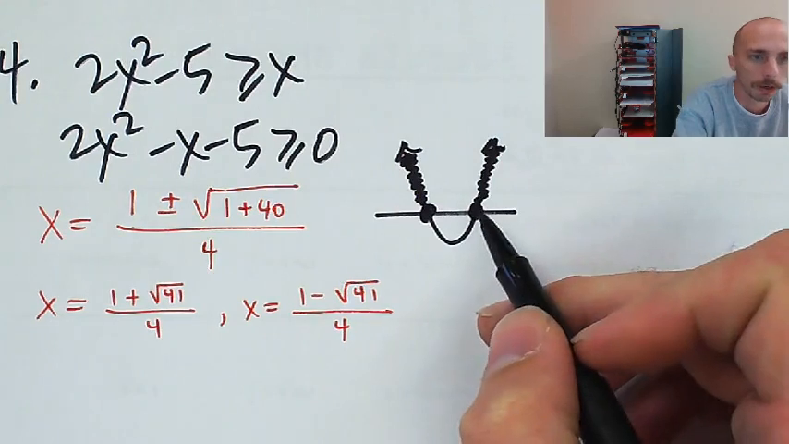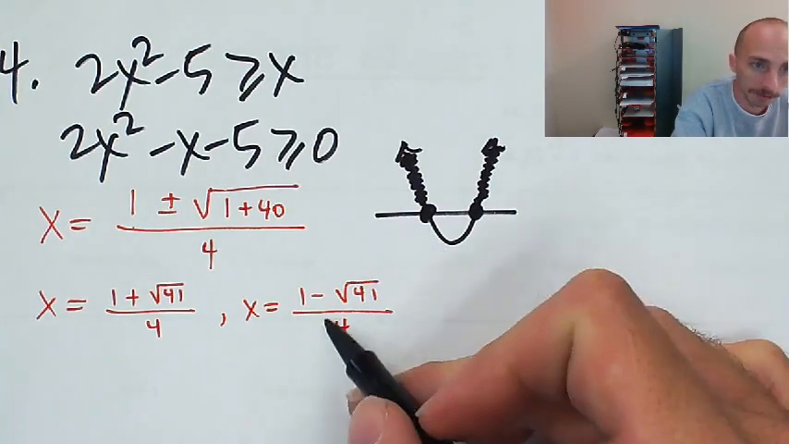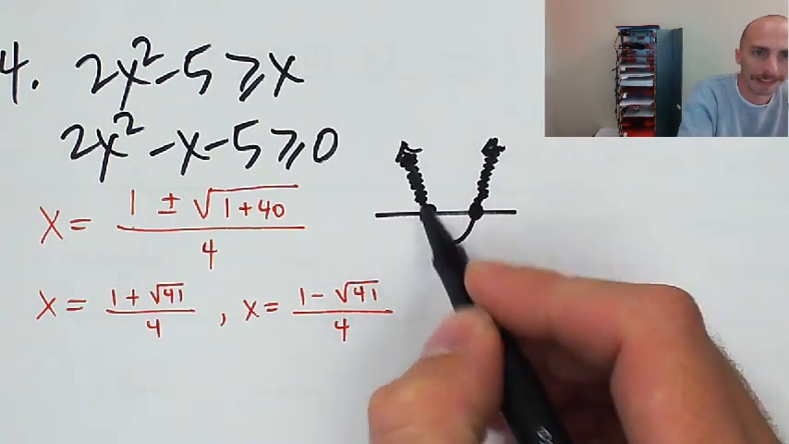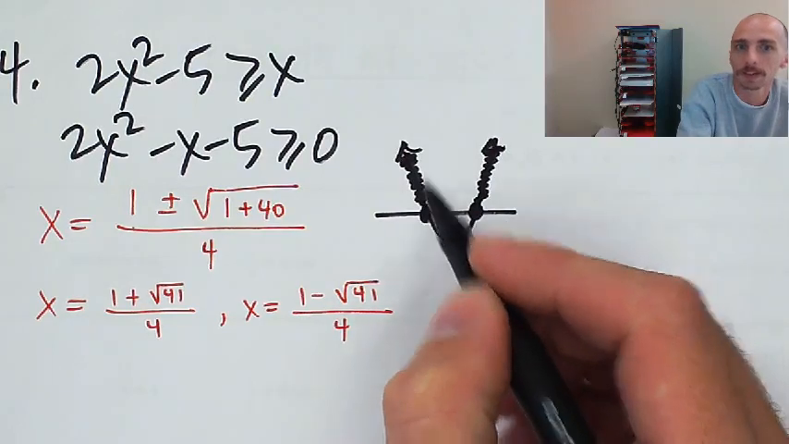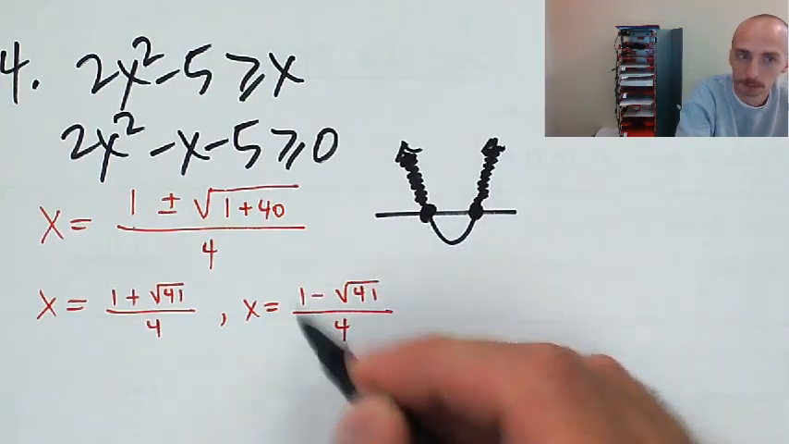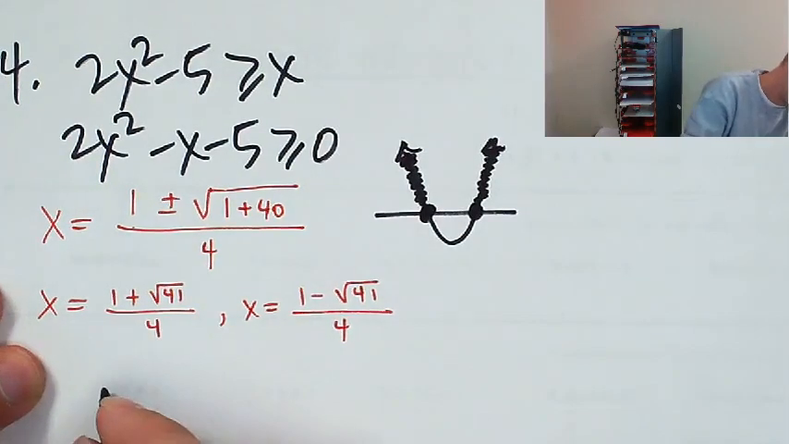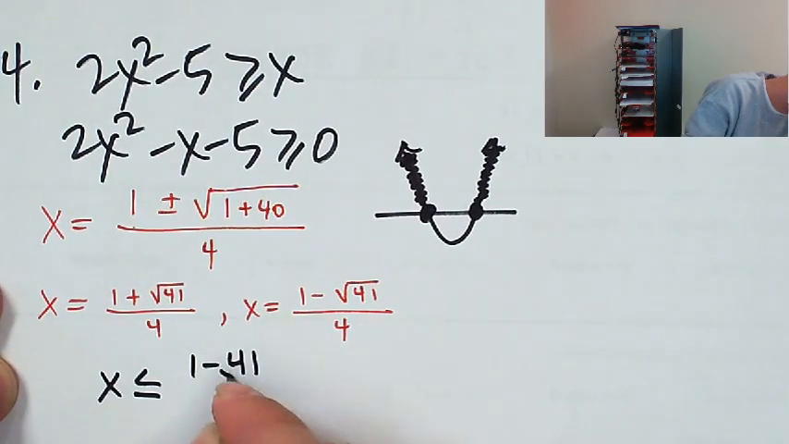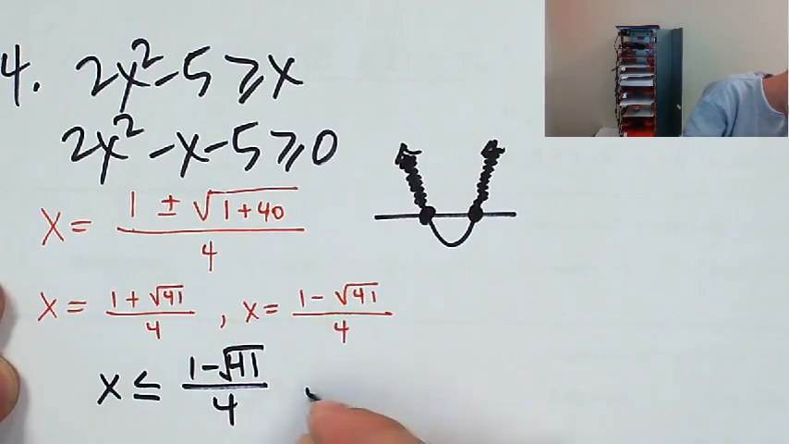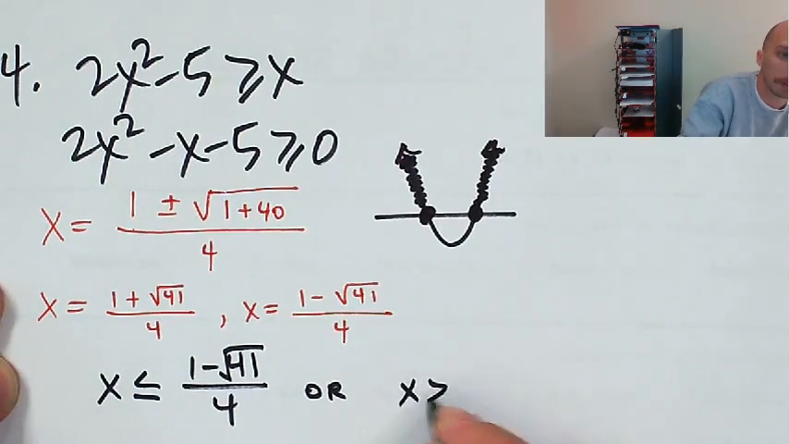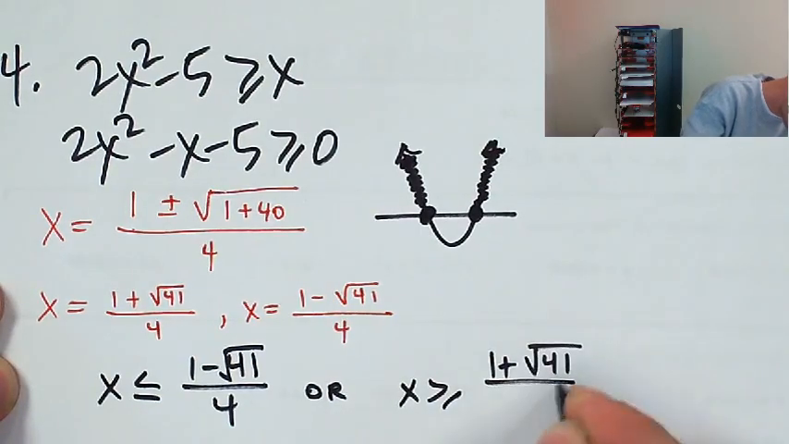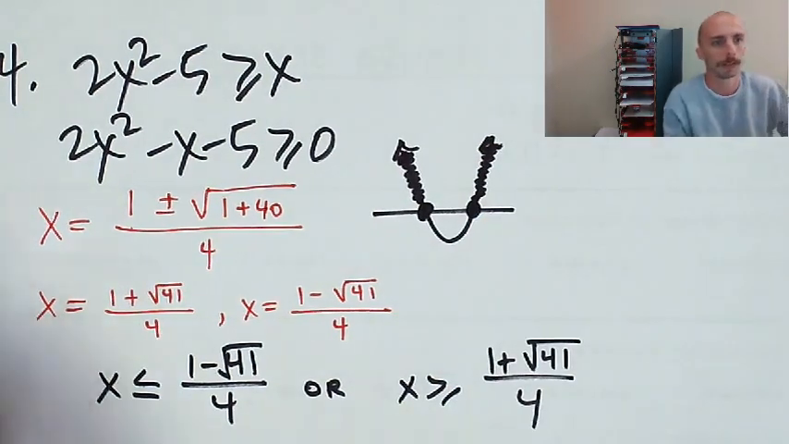Okay, now I'm going over here, and this is 1 minus root 41 over 4 on the left. I'm not even going to write those down, because I know I'm talking about where x is less than the left zero, which is the lesser one. So x is less than or equal to 1 minus the square root of 41, over 4, or x is greater than or equal to 1 plus the square root of 41, divided by 4, for that piece out there.